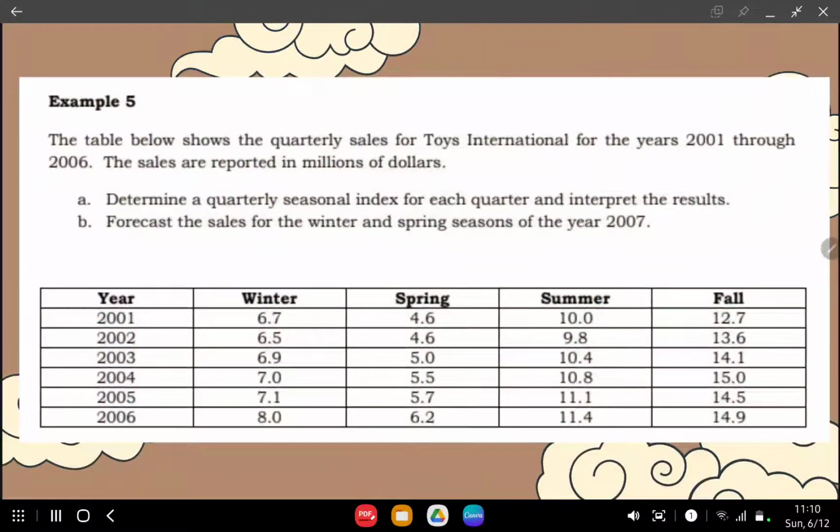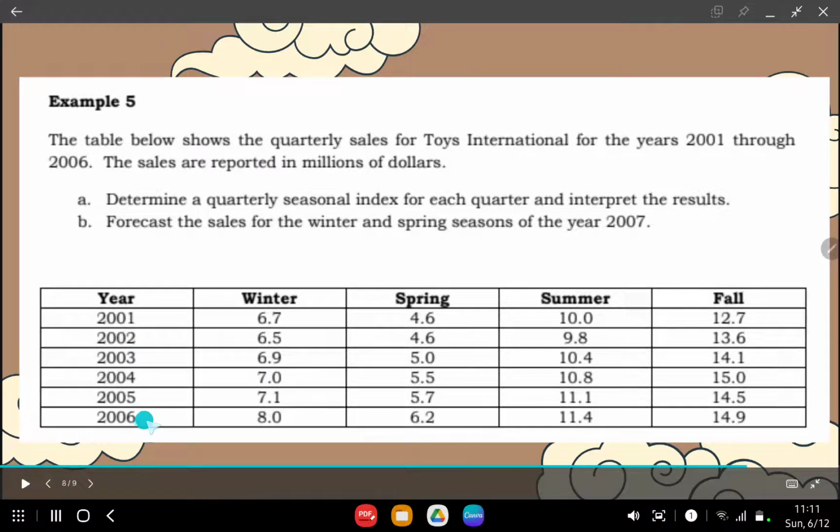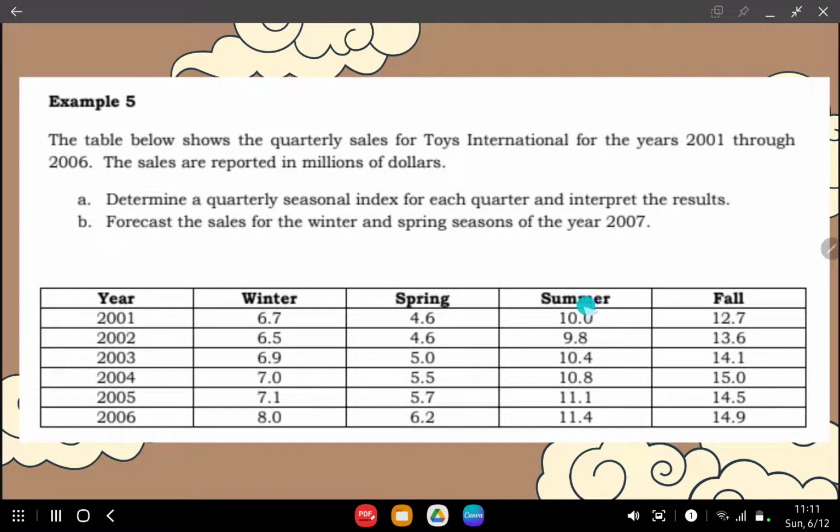So the example is in this question. This table shows us the quarterly sales for Toys International for the year of 2001 until 2005, for 4 seasons: winter, spring, summer and fall. So question A, we need to determine a quarterly seasonal index for each quarter and interpret the result. This is like the example just now. And then question B, we need to forecast the sale for the winter and spring season for the year 2007.